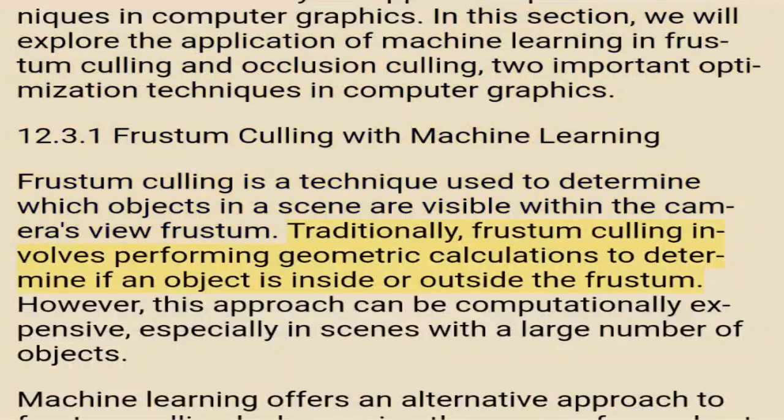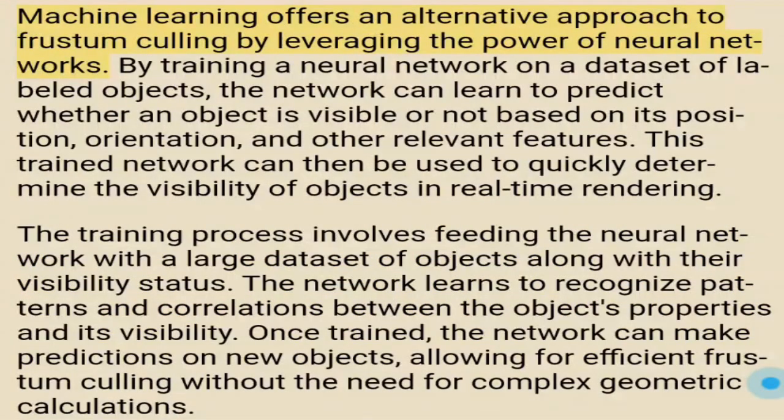Traditionally, frustum culling involves performing geometric calculations to determine if an object is inside or outside the frustum. However, this approach can be computationally expensive, especially in scenes with a large number of objects. Machine learning offers an alternative approach to frustum culling by leveraging the power of neural networks. By training a neural network on a dataset of labeled objects, the network can learn to predict whether an object is visible or not based on its position, orientation, and other relevant features. This trained network can then be used to quickly determine the visibility of objects in real-time rendering.